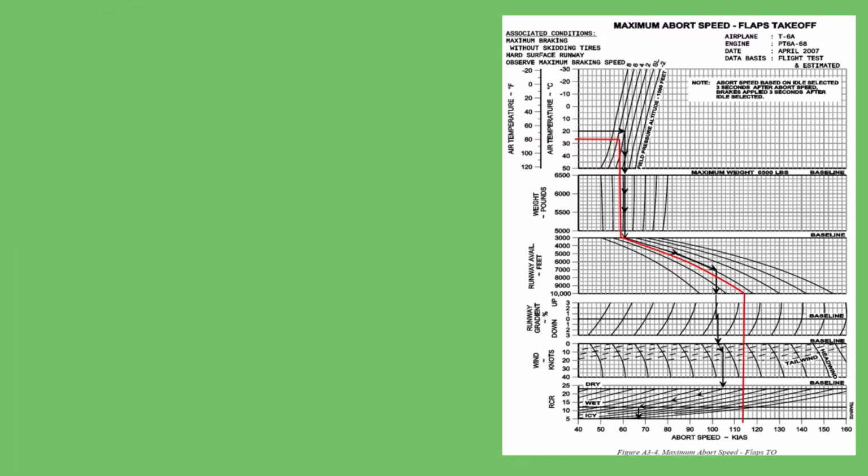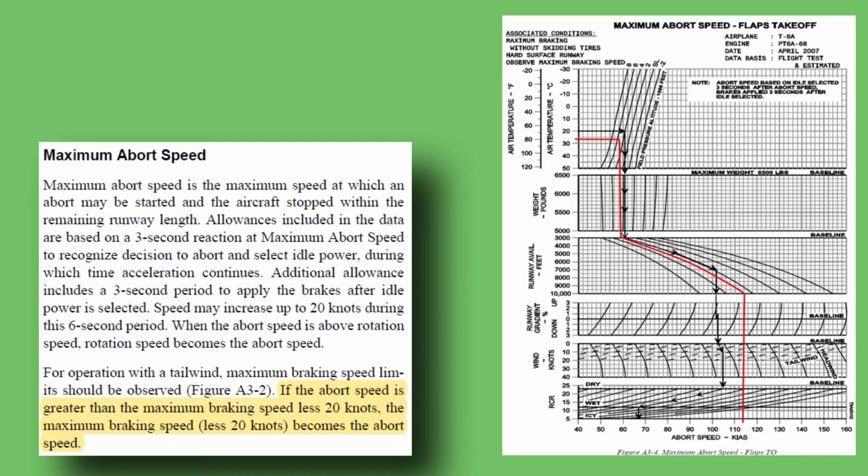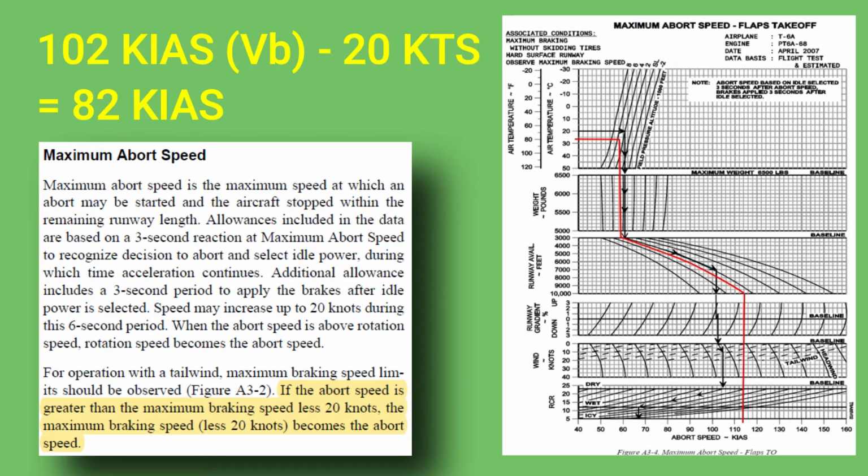There are two issues with this abort speed though. The first is at 114 knots, the airplane is generating plenty of lift for flight, and it is well above landing touchdown speed. Second, brake failure would occur above 102 max braking speed. Despite the long dry runway, the max abort speed in this scenario is 82 knots due to braking limitations. Above 82 knots, you should consider yourself committed to takeoff.